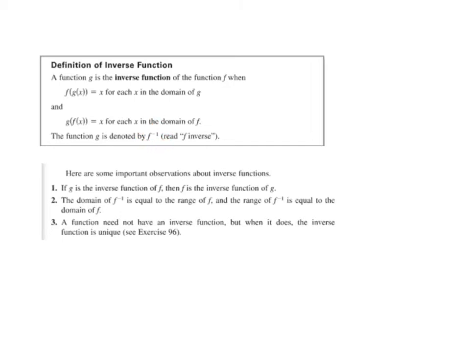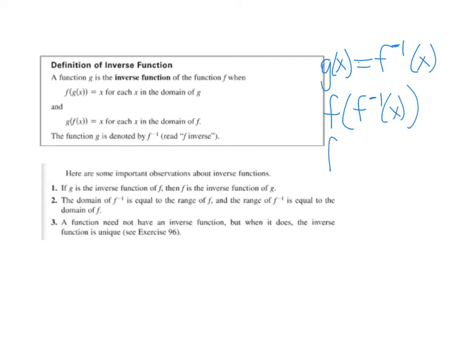Now that's not to a power. What it would say here is g of x would be equal to f inverse. That's how you say that. And so it looks like this. When it talks about f of g of x, it means f of f inverse of x. And then the other way, f inverse of f of x. And then they both equal x. That's how you know that they're an inverse of each other.